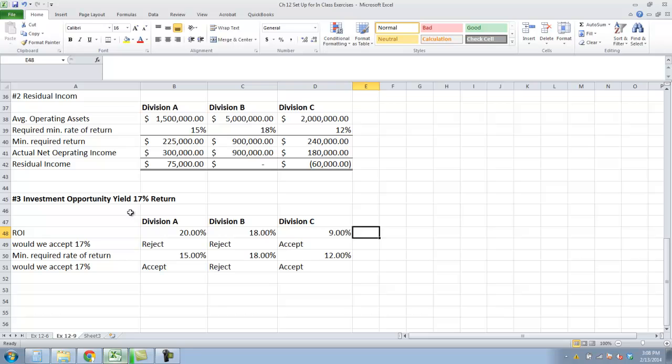And that is all for Chapter 12, Residual Income and Return on Investment.